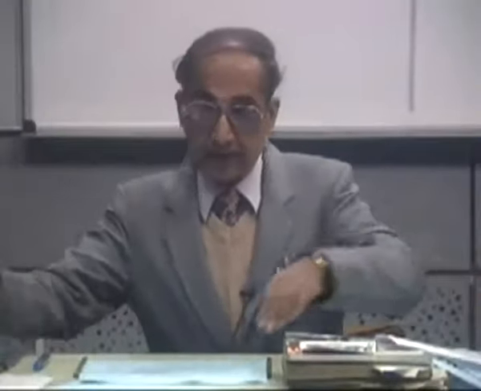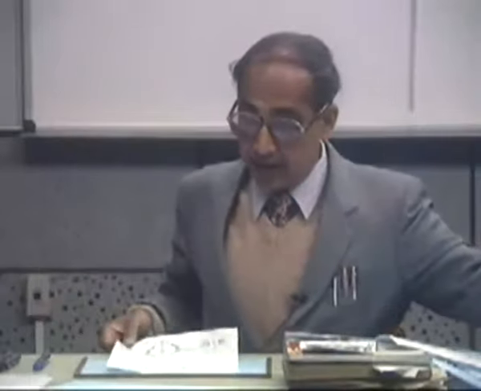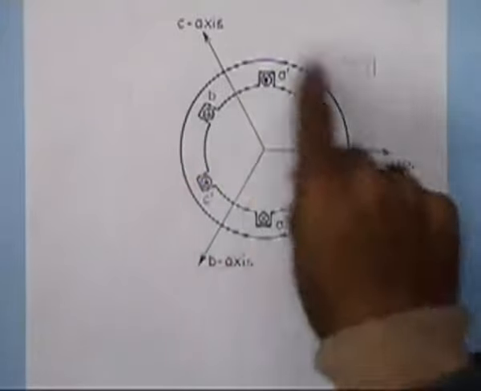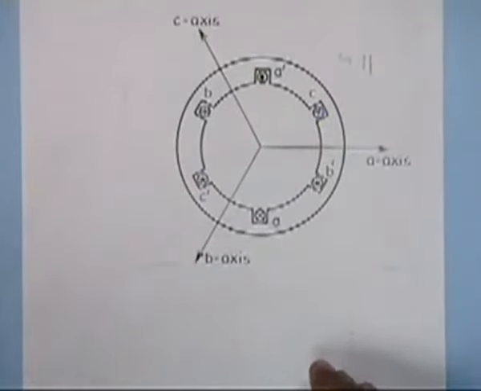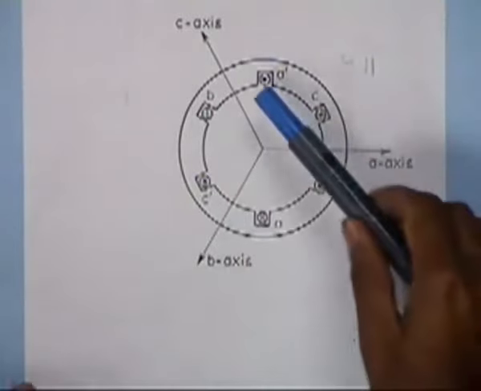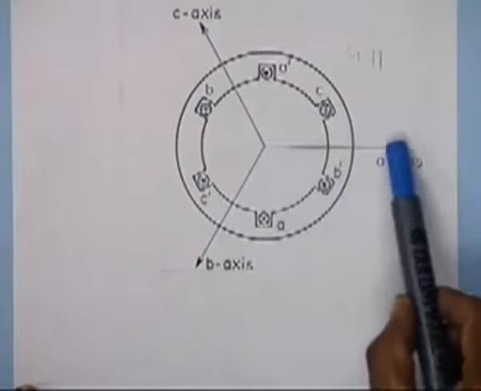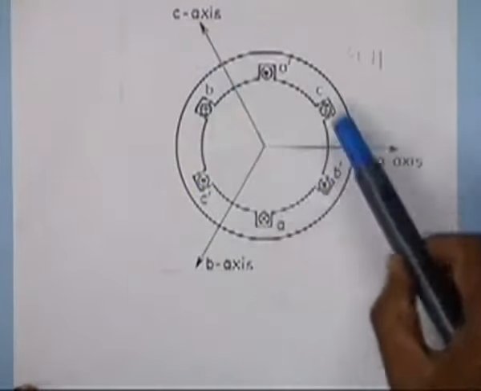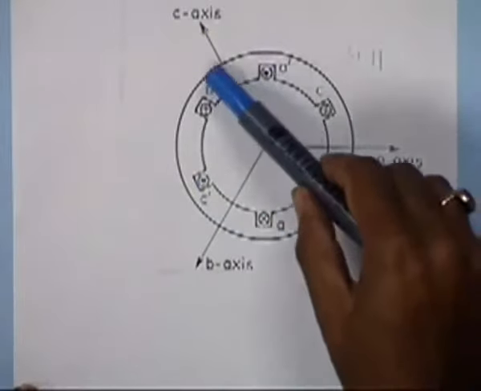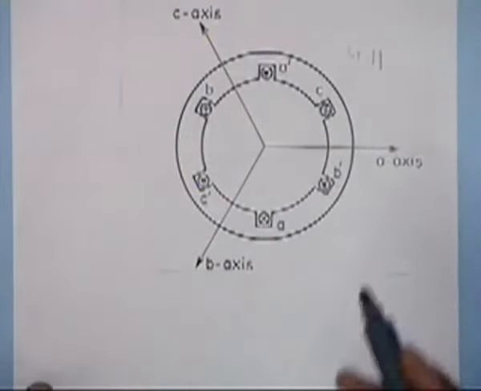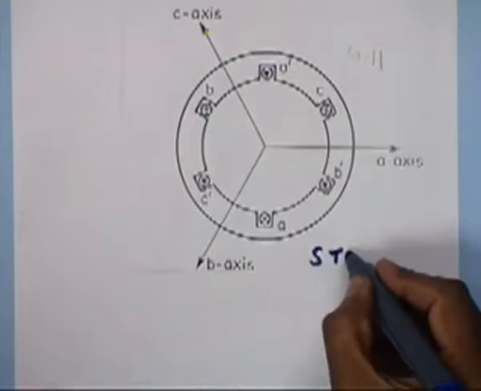Now if you want to look at in picture how it looks like, this is typically a stator structure. That means there are 3 windings. It is A, B and C with its magnetic axis A axis, B axis and C axis. So these 3-phase windings are placed in slots, and this is the core. So this is the basic stator of a synchronous machine.